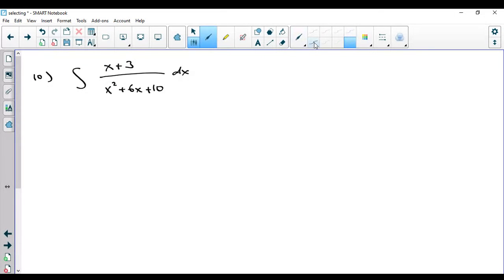Next problem. So we take a look at this and you're like, all right, am I going to complete the square on the bottom there? Because it's basically the same expression. And the answer is no, you don't want to, because what's going to happen here, right? Because you'd end up getting what? x plus 3 over that stuff squared plus 1, right? That's not going to help you. What you want to happen here is just a regular u sub, right?